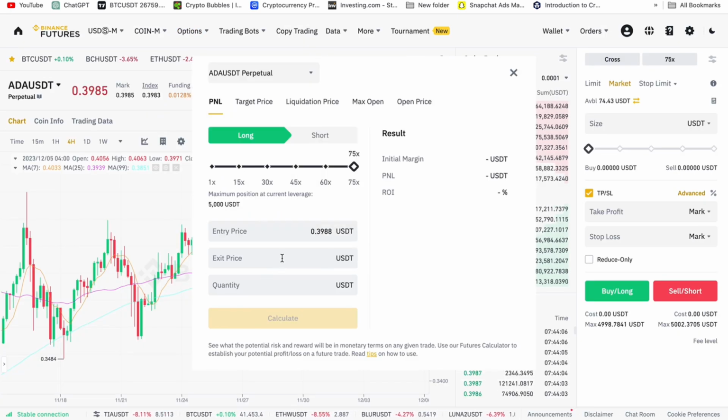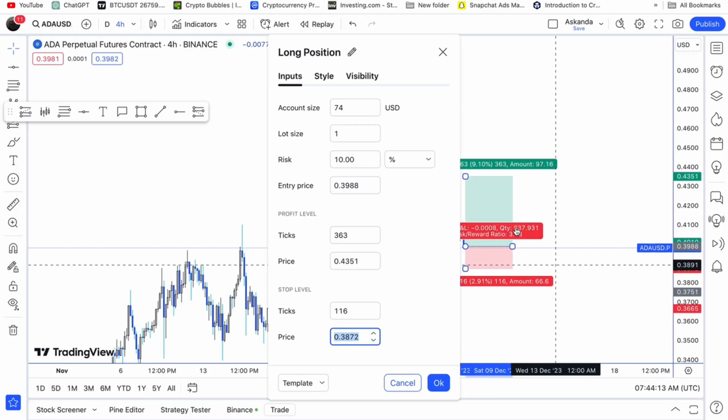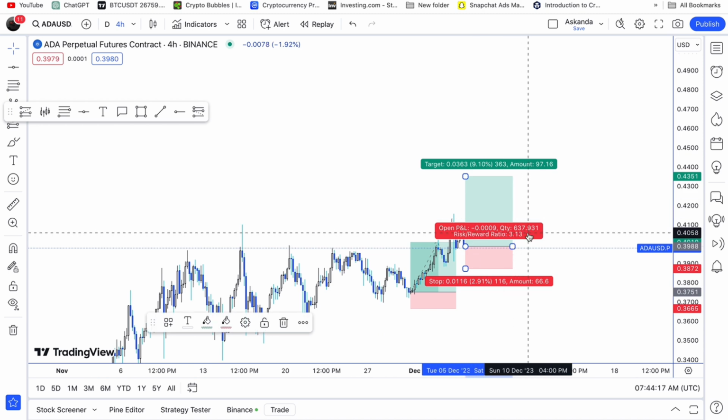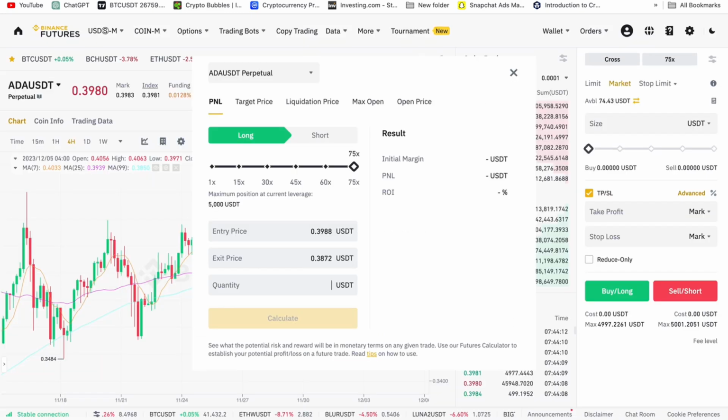The same scenario on this. So now we have the quantity. With the quantity, you can enter the quantity around here. That's 637.931. So we confirm. So we are going to lose $18 if the trade does not go well.